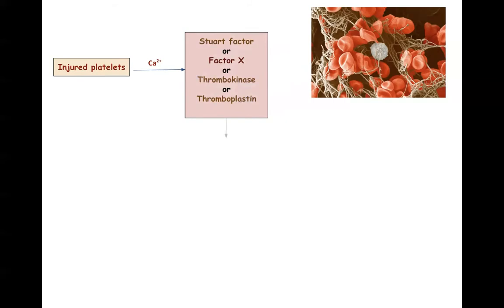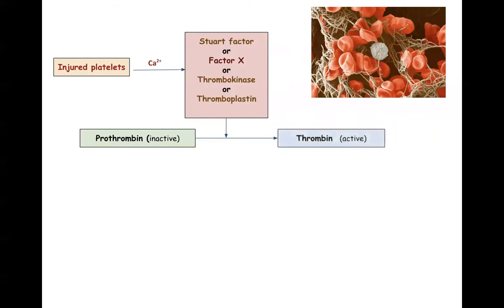Now, once the formation of factor X has taken place, then the prothrombin, which is the inactive form of a protein present in the blood plasma, will change into thrombin, which is its active form. This activation again requires the presence of calcium ions and vitamin K. Here the vitamin required in blood clotting is K. So in the presence of both calcium and vitamin K, the prothrombin is activated to thrombin in the presence of factor X.